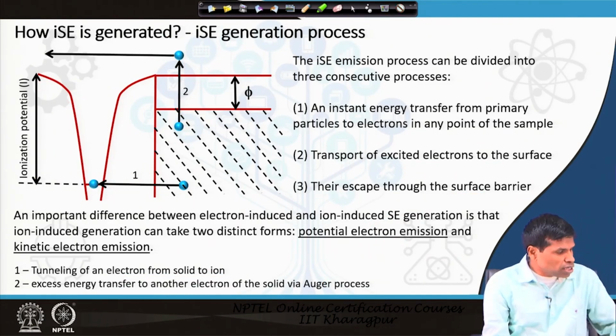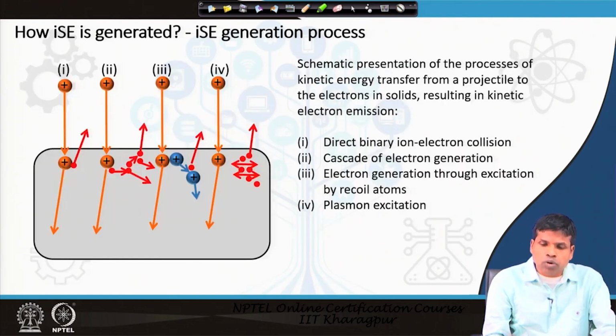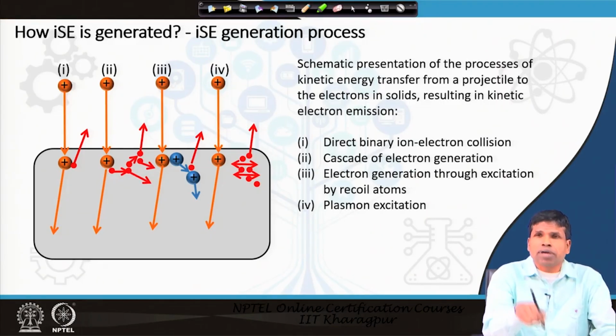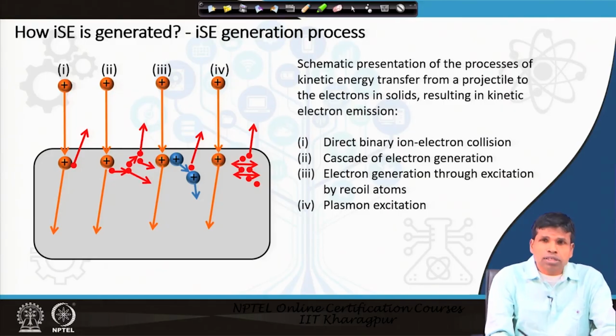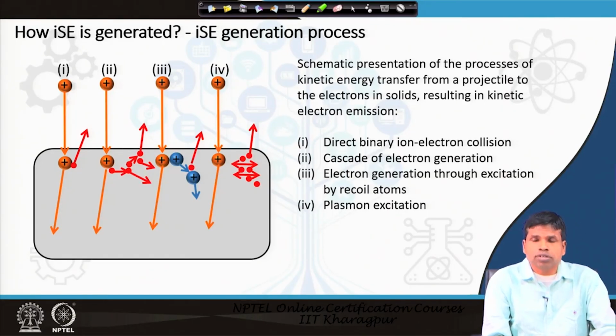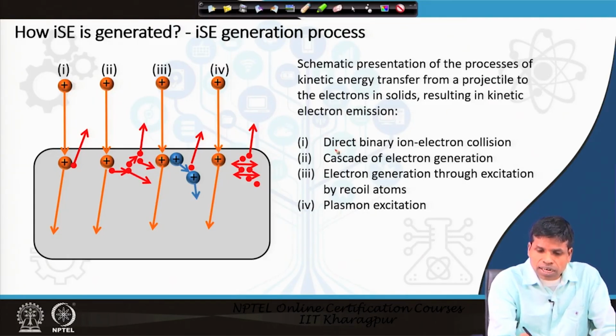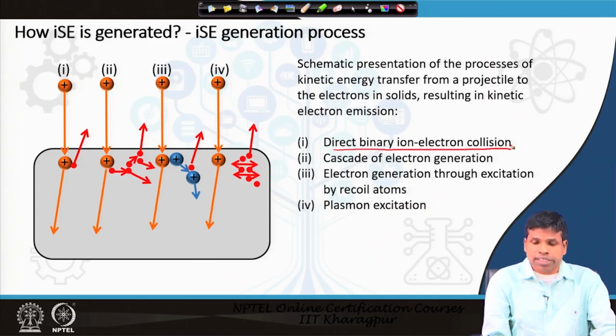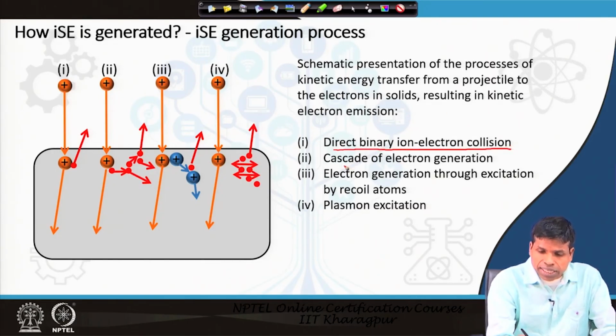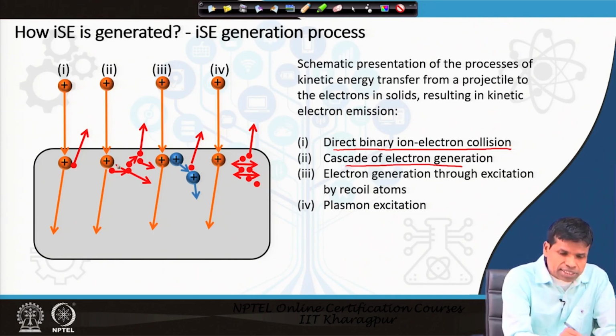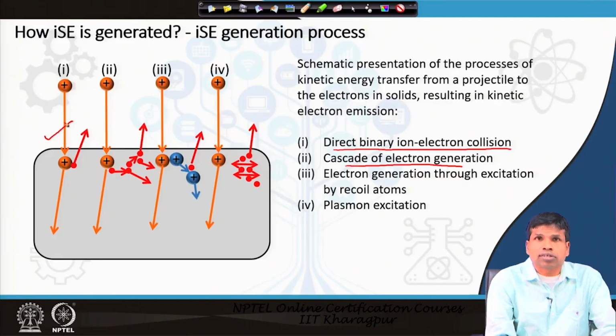The second one is when the kinetic energy of the incident ion is quite high, and it can penetrate deeper into the specimen. Once it penetrates to a certain depth into the specimen, it can lead to the formation of secondary electrons by various processes. Those are like direct binary ion-electron collision, which can happen. Second is a cascade of electron generation, as you see in the second case. This is the direct binary ion-electron collision.